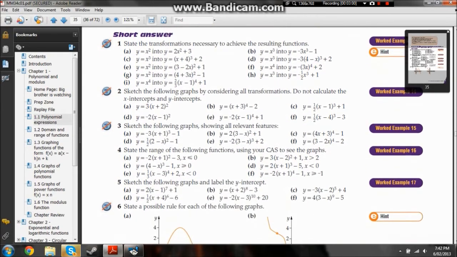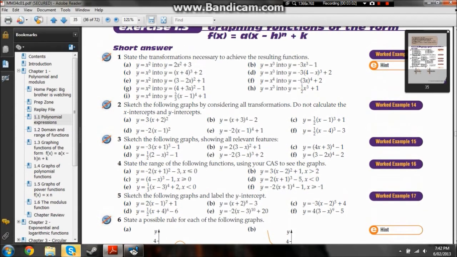Okay, so question 2. Sketch the following graphs considering all transformations. Do not calculate the x-intercepts and y-intercepts. I didn't read the whole question at first. I didn't read the do not calculate the x-intercepts and y-intercepts, so I wasted heaps of time just calculating them, because that does take a lot longer than simply working it out the easy way.